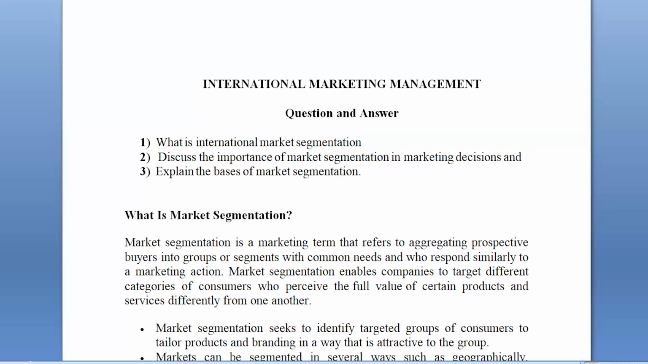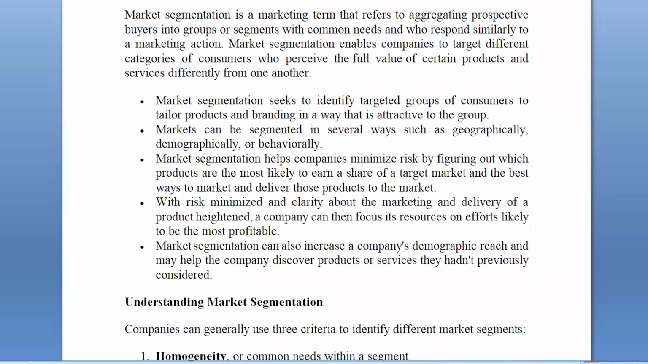With this statement, I am going to give you the following answer for the question given above. What is market segmentation? Market segmentation is a marketing term that refers to aggregating prospective buyers into groups or segments with common needs and who respond similarly to a marketing action. Market segmentation enables companies to target different categories of consumers who perceive the full value of certain products and services differently from one another. Market segmentation seeks to identify targeted groups of consumers to tailor products and branding in a way that is attractive to the group.